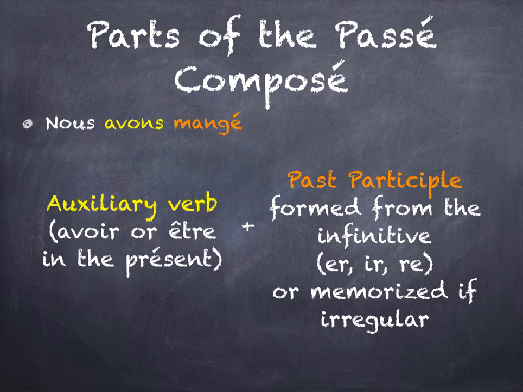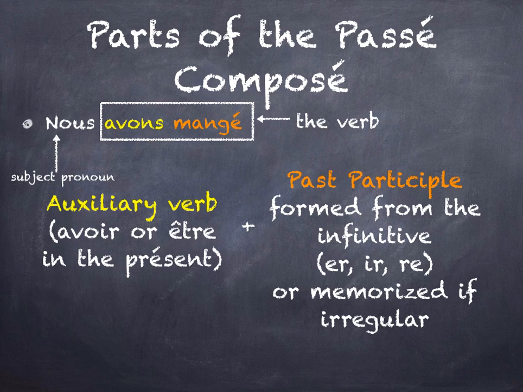So for example, if we look at the sentence, nous avons mangé, we have eaten. We can see that our auxiliary verb here is avoir. The avons is the new conjugation of avoir in the present tense, followed by the past participle. Manger, the verb to eat, is an ER verb, so we dropped the ER and we added an E accent aigu. Nous avons mangé, we have eaten.